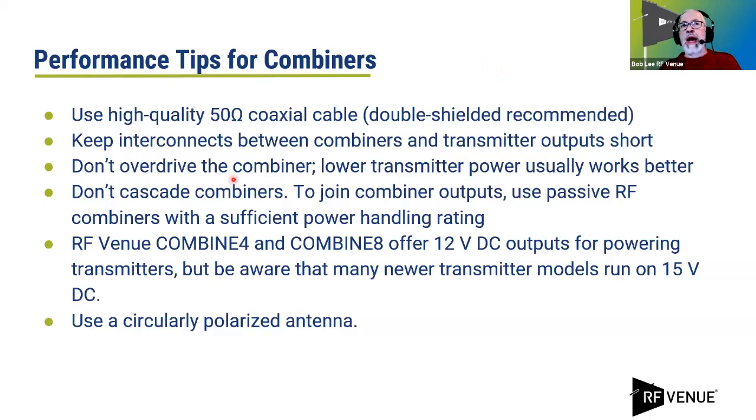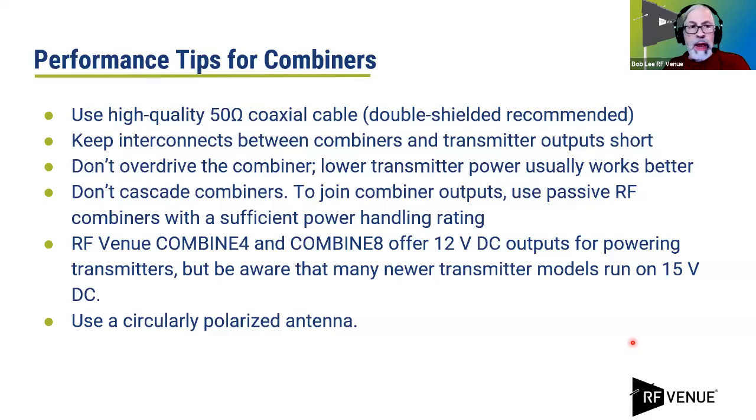Keep your interconnects between the combiners and the transmitter outputs short. Like I said, 1 or 2 feet should take care of just about every situation. Don't overdrive the combiner. Lower transmitter power usually works better. If you have a choice of, say, 10 milliwatts and 50 milliwatts, you'll often get better performance by using 10 milliwatts. That probably seems counterintuitive, but you'll have better intermod performance at a lower power level.